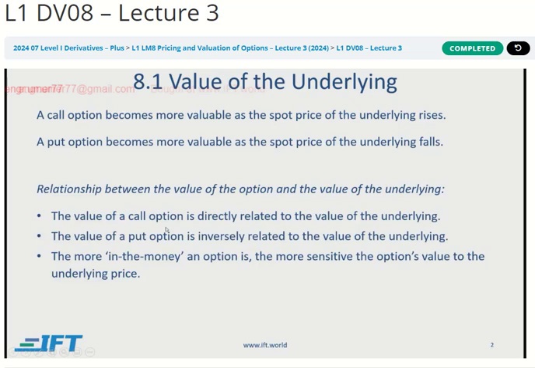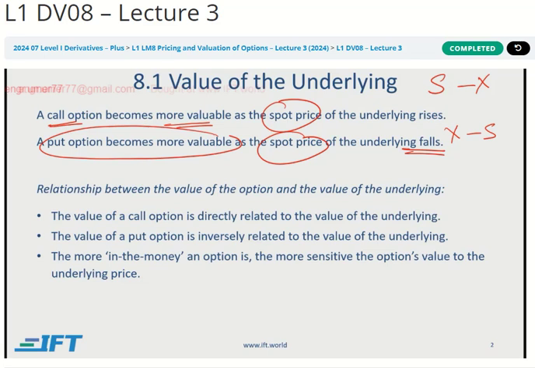So first, let's start off with the value of the underlying, or S. So naturally, if we're talking about a call option, then if the spot price goes up, then a call option will become more valuable. But if we are talking about a put option, then if the spot price goes down or falls, then the put option becomes more valuable. So a call option is directly related to the value of the underlying, because if this will go up, then the option value will go up. But put option is inversely related, because here we want this to go down.